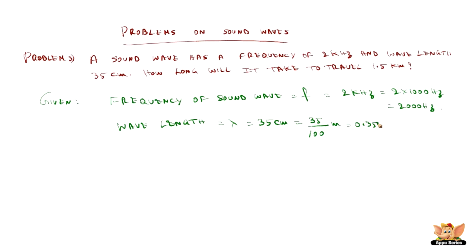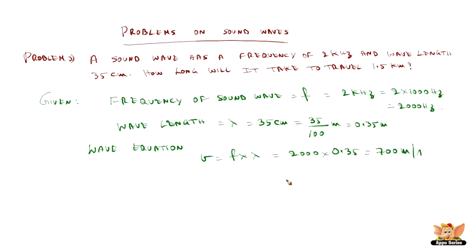Now apply the wave equation, and the wave equation states that v is equal to f into lambda. So v is the velocity of the wave. We know f, 2000 hertz, and lambda is 0.35 meters. On multiplication, we get this as 700 meters per second.